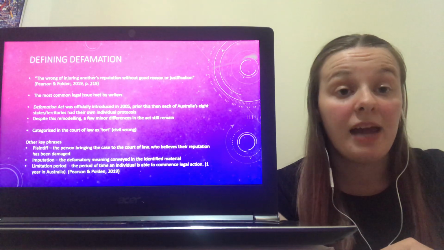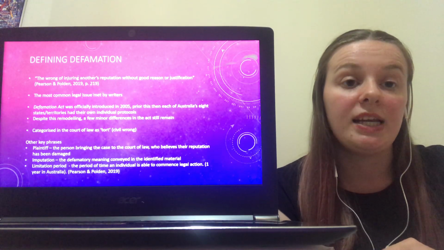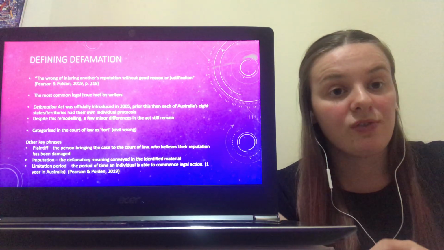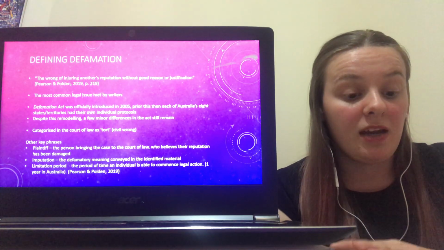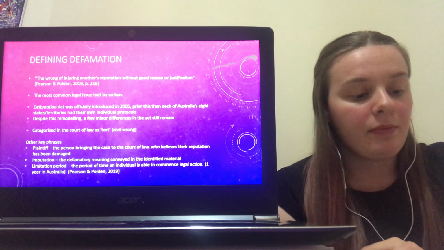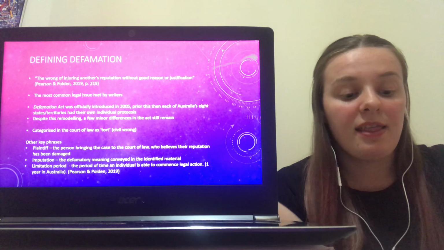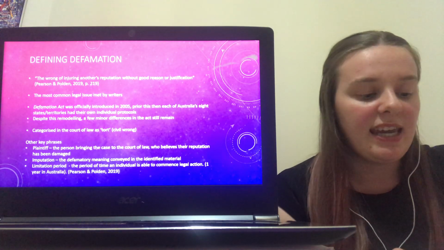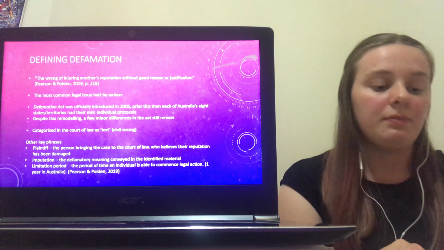In the case of online material, that limitation period is renewed every single time the article is downloaded, which therefore allows for a much longer lifespan of that article than a print article. There have been a few cases, of course, outside of this time period that have gone to the court, but that is because the reasoning and the evidence presented was justified.